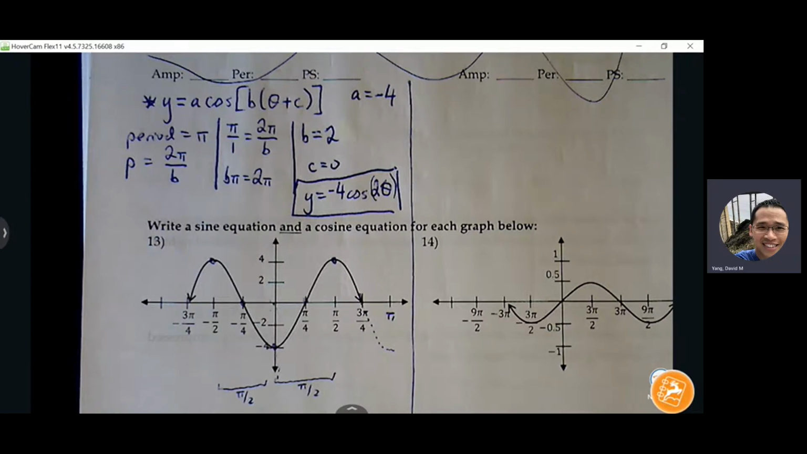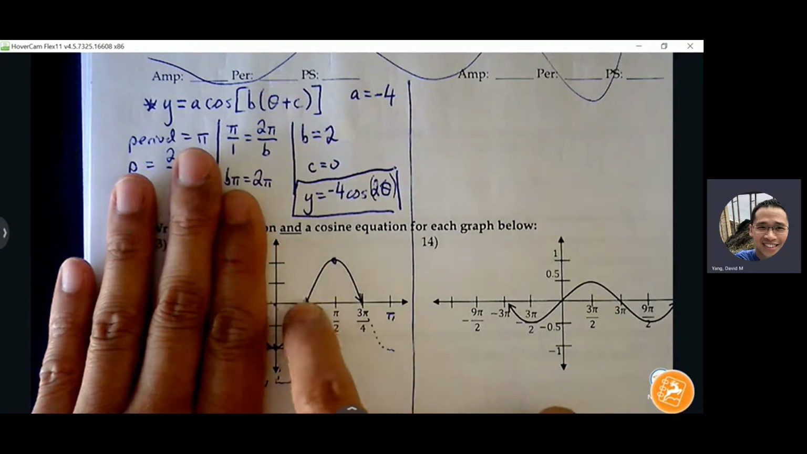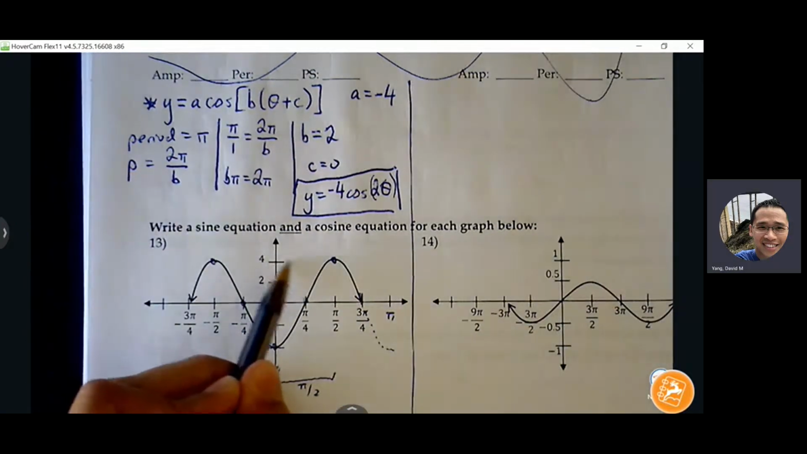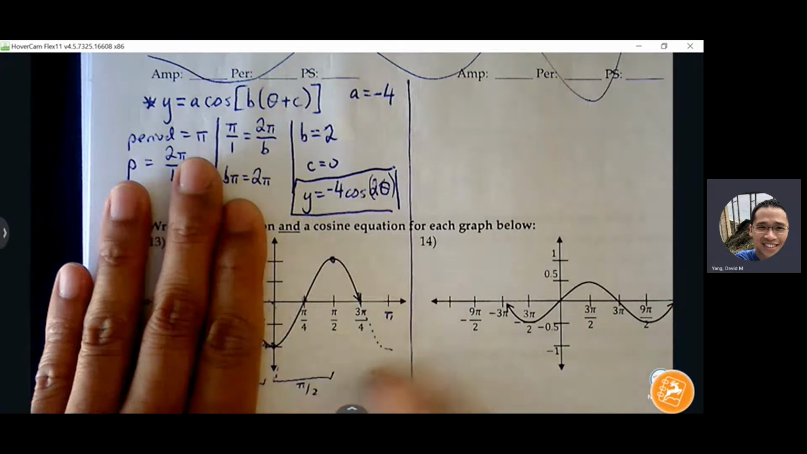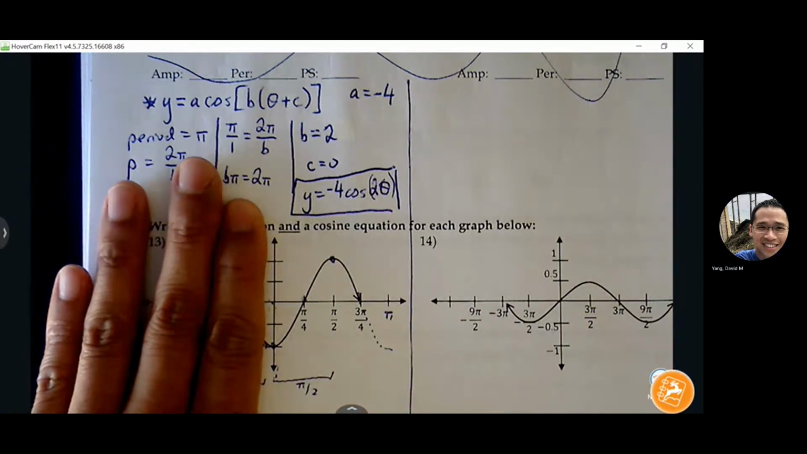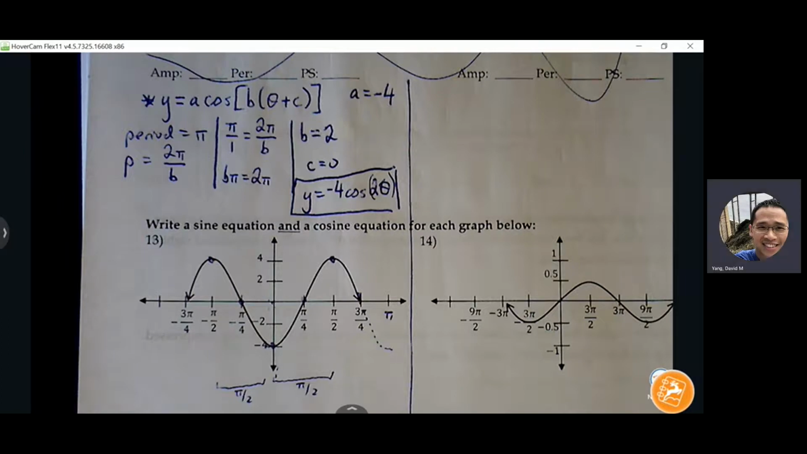Wait, so why is there no phase shift? The reason there's no phase shift is because if you think about the cosine graph, right? Cosine starts at the peak and moves its way down. Cosine starts here and goes down. So if I just reflected this to the other side, it basically is going to turn into a cosine graph. I just reflected it. No phase shift, right? I'm just looking at that.